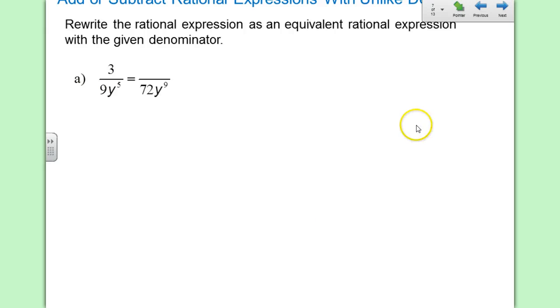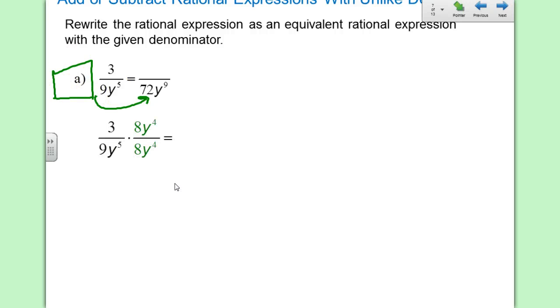Now, we want to rewrite as an equivalent expression. So for some reason, somebody has asked us to say, well, I really want a denominator of 72y to the ninth. And you have to ask yourself what pieces had to be added to this to create that denominator. What pieces did you multiply by in order to get 72 and 9 y's instead of 9 and 5 y's? Well, I must have multiplied top and bottom by a factor, because for an equivalent fraction, you can only multiply top and bottom by the same number. It's got to be the same value. So what's the numerator? It's got to be 24y to the fourth.